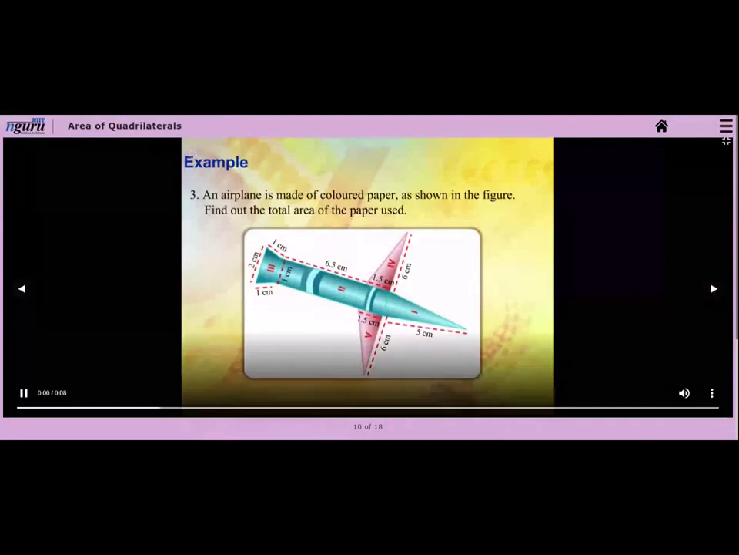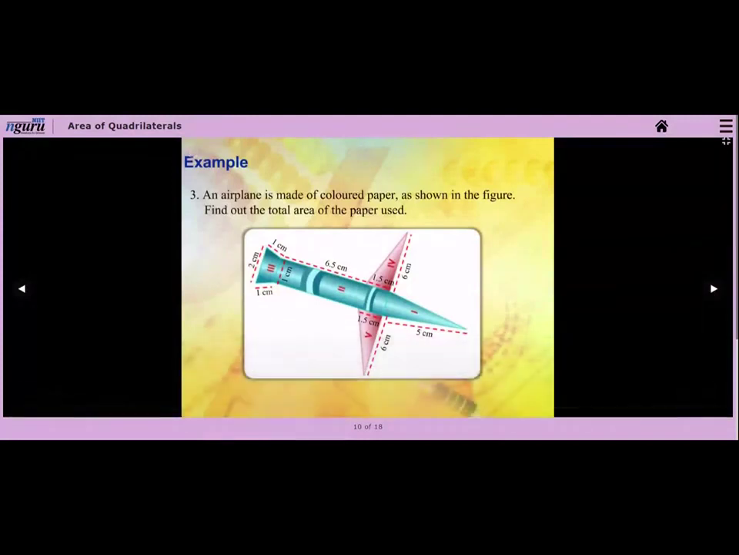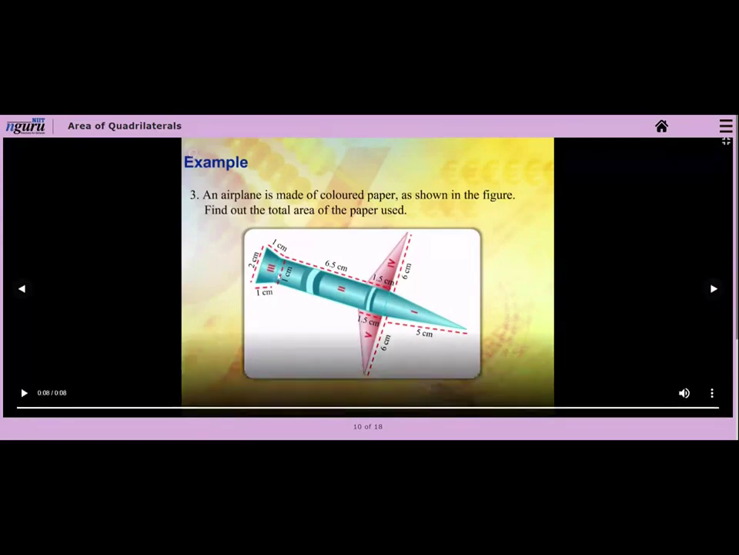An airplane is made of colored paper as shown in the figure. Find out the total area of the paper used. So here you have a trapezium. What is the area of a trapezium? Half of height into the sum of the parallel sides. Correct. Half the height into sum of the parallel sides.